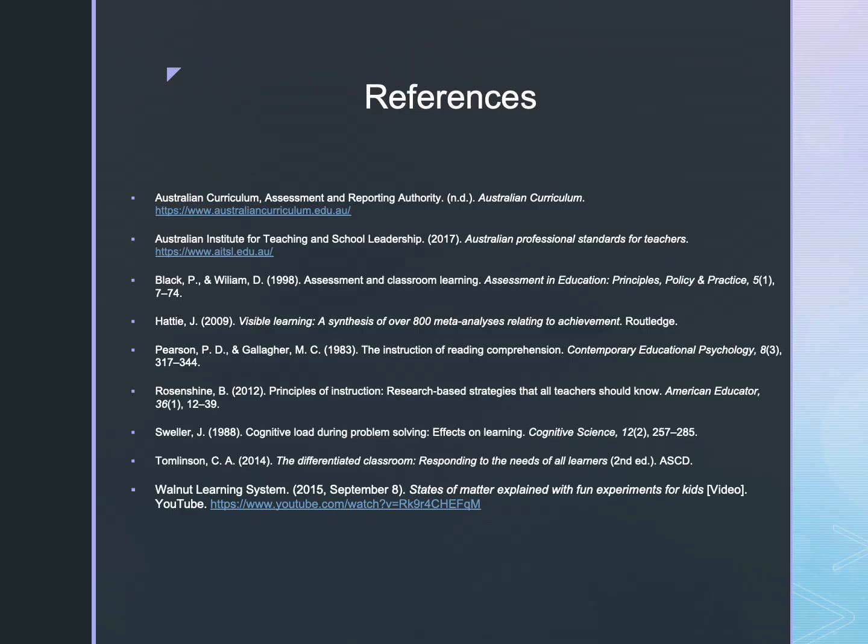In conclusion, this lesson plan is designed to support a diverse Year 8 classroom through explicit teaching, inclusive differentiation, and effective formative assessment. Each decision is grounded in research and aligned with curriculum and professional standards. This ensures all students can successfully understand particle theory and achieve the intended learning outcomes.